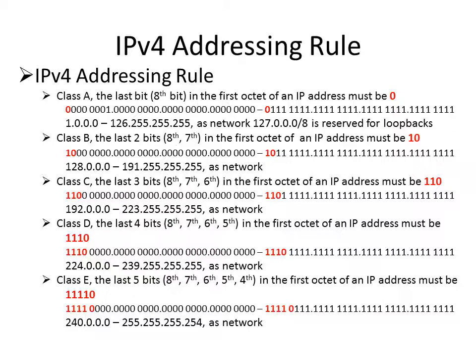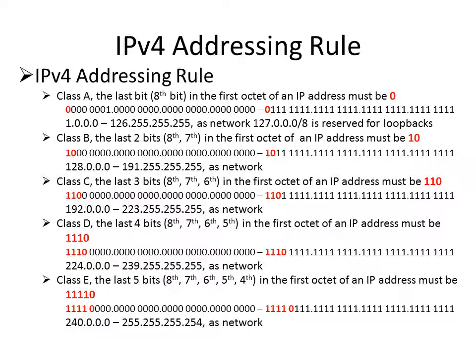191.255.255.255. And then we have class C, where the last three bits, 8th, 7th, 6th, in the first octet of the IP address must be 110. And it is very straightforward how to convert from binary to decimal. If you want, you can pause it and you can try doing this on your own.